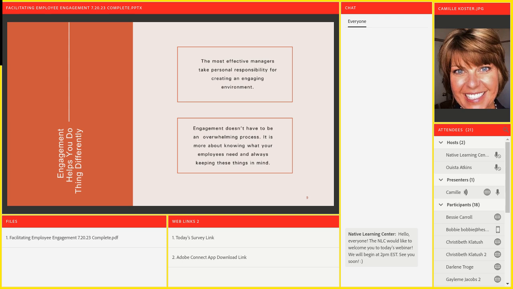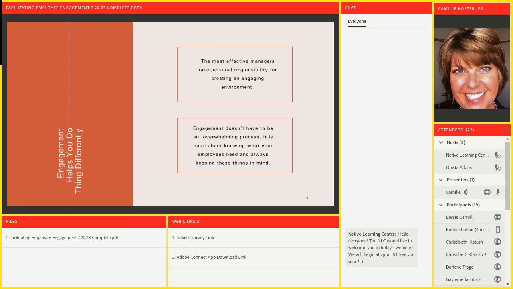So first of all, I just want to introduce this concept that the most effective managers take personal responsibility for creating an engagement environment. They create high levels of engagement over time by continually focusing on and anticipating their employees' changing needs. So we're going to talk a lot about employee needs today, because for the first time, I think in history, we've gone beyond talking about employee performance to understanding that unless we're meeting the needs of our employees, they will not perform.